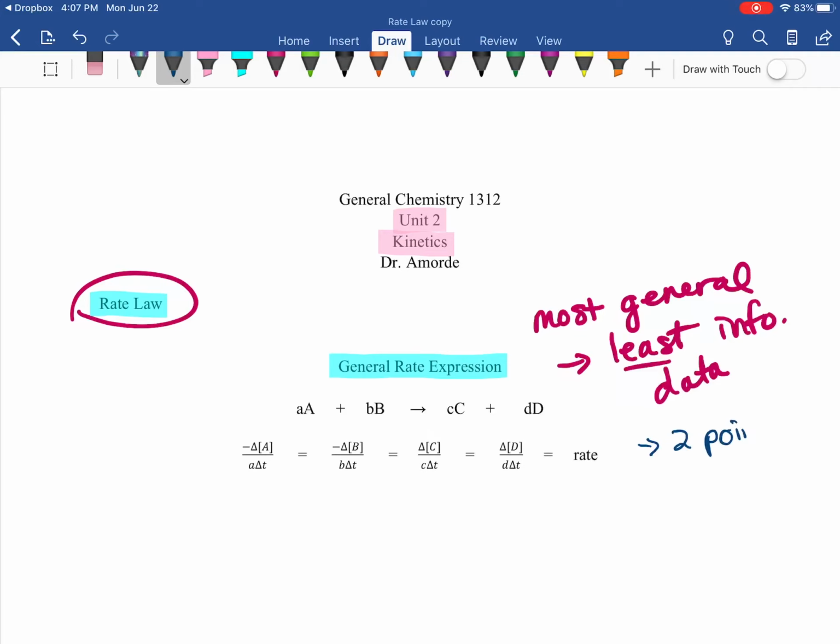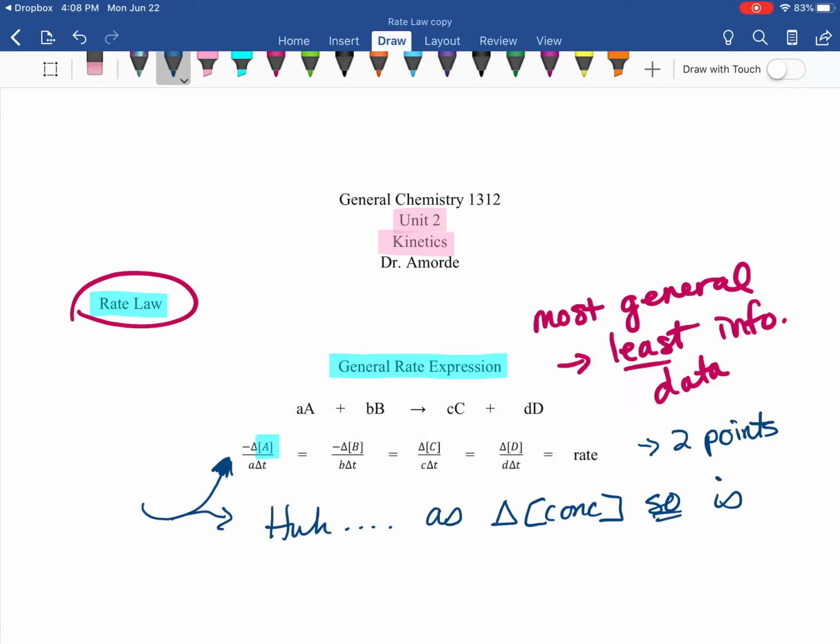And what do I mean by that? Well, let's think about it. Let's take a general picture of a reaction. If our reaction is changing our concentration over time, and we learned that one of our factors in changing or affecting rate is concentration, we have a big question here. So as our concentration is changing, so is our rate.